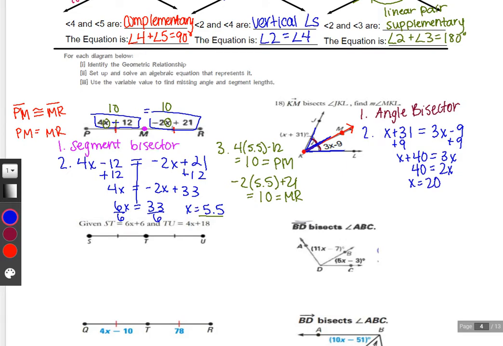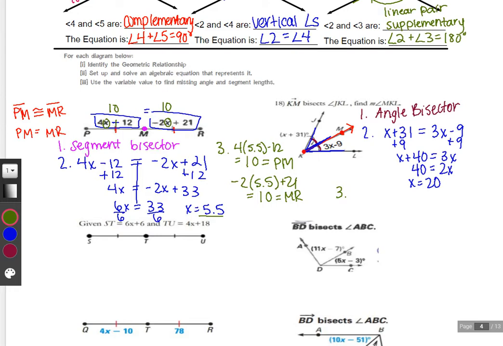So x equals 20. Now the third part of this would be to plug it back into our angles and find out what the angle measures are. So kind of like on the last one, something we should be thinking about is if x equals 20 and I know that the ray KM bisects it, then these two angles should be congruent.